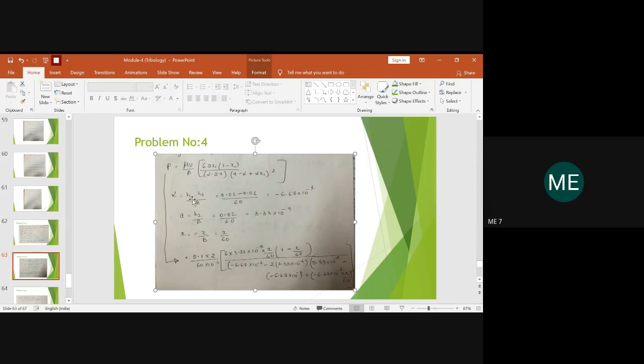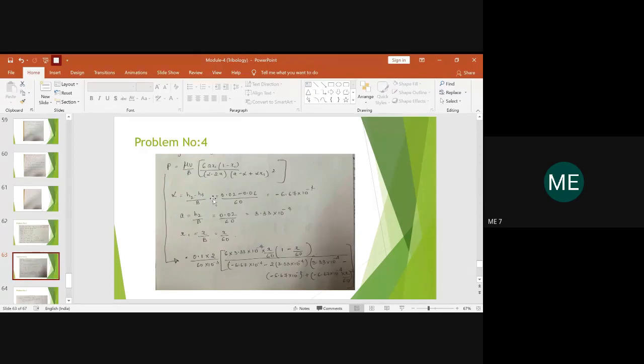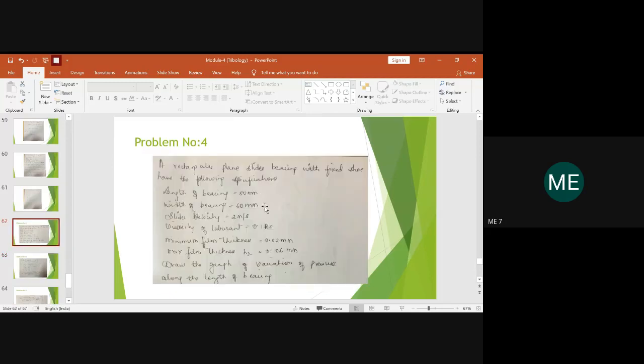So alpha will be H2 minus H1 upon B, right? This equation I have already told you, how to determine the inclination angle in the previous problem. The same equation you will write and go back to the equation and check which is H1 and H2. Maximum film thickness is 0.06, which is H1, and minimum film thickness is 0.02. So accordingly substitute here in the equation: minimum film thickness 0.02, maximum film thickness 0.06, divided upon the width of the bearing. The width of the bearing, how much is it given here? 60 mm.